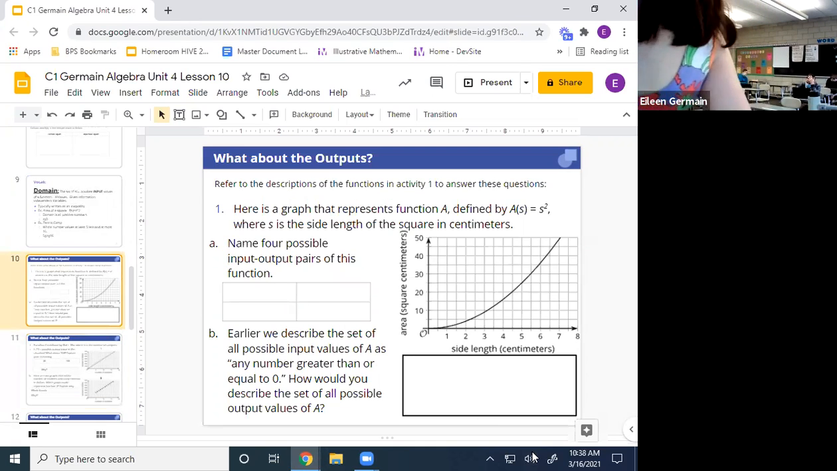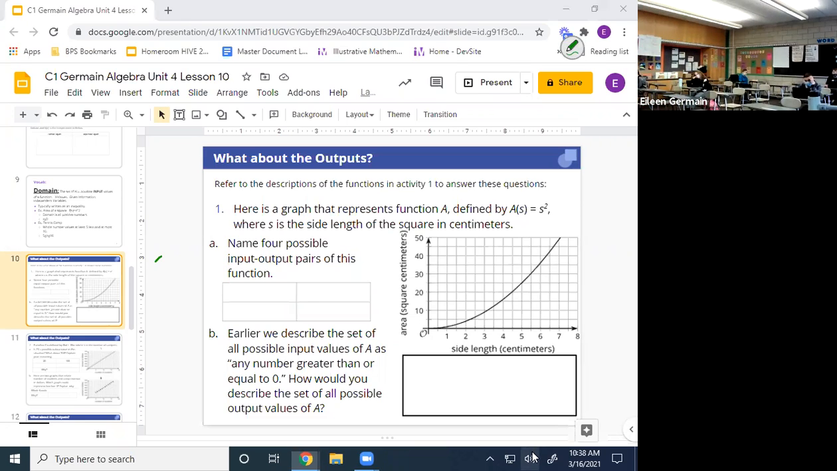So here's a graph that represents function A defined by A of S is equal to S squared, where S is the side length of the square in centimeters. Name 4 possible input-output pairs for this function. I want you to take 1 minute right now to list out 4 possible input-output pairs, writing them either in function notation or coordinate pairs. And then we're also going to think about what could be our range, or our possible output values.